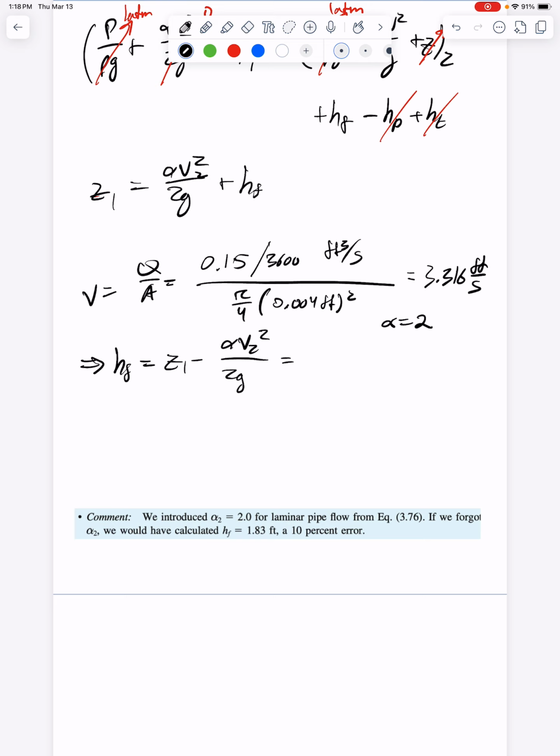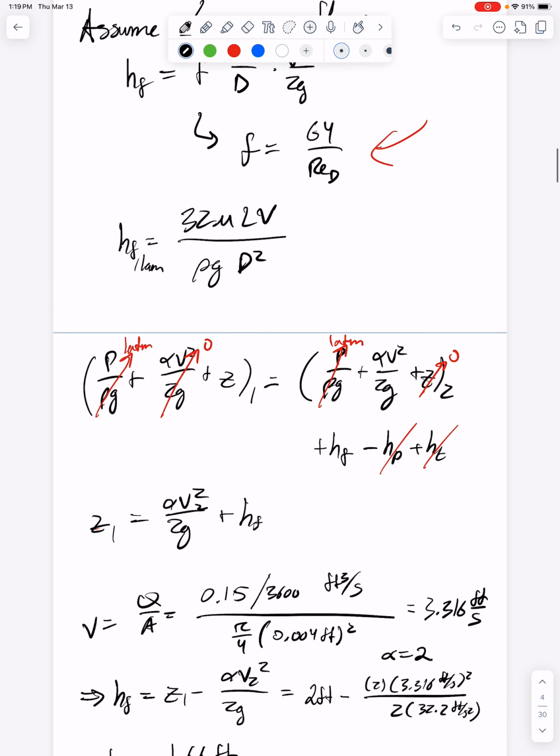All right, let's plug in our variables. Z1, the height of the tube and the reservoir, is 2 feet, minus alpha, which is 2, times V, 3.316 feet per second, squared, divided by 2 times g, which in these units is 32.2 feet per second squared. Therefore, head loss is equal to 1.66 feet. That's important because now we're going to plug it back into this expression to solve for mu.